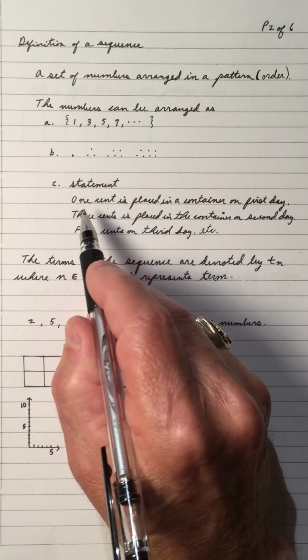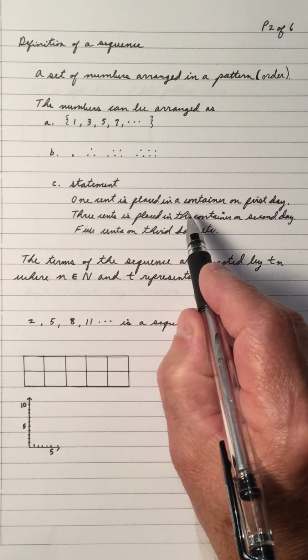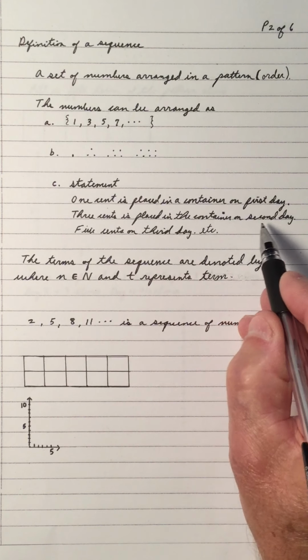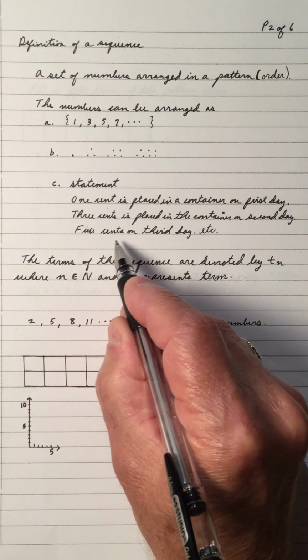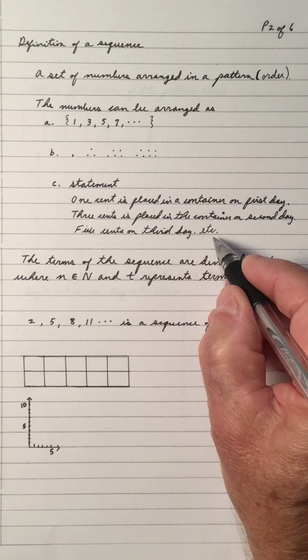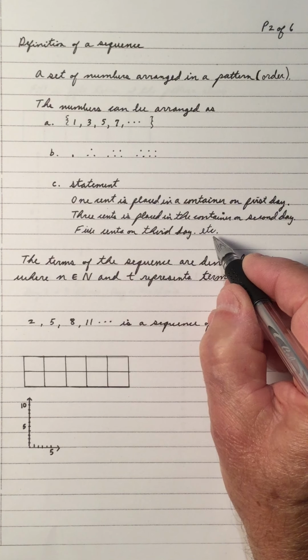Or we could have a statement. 1 cent is placed in a container on the first day. 3 cents is placed in the container on the second day. 5 cents is placed on the third day. And we continue this pattern. So we come up with a sequence.